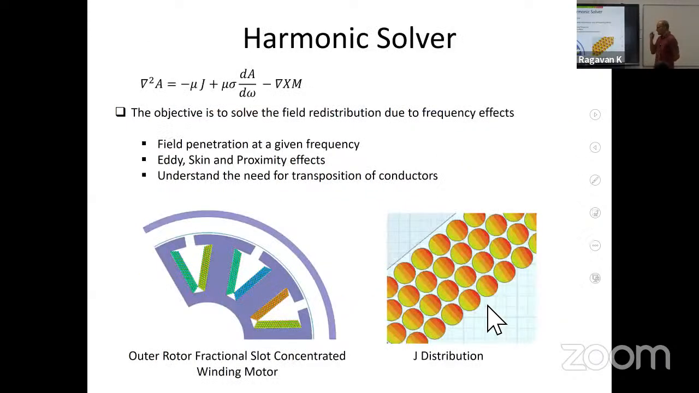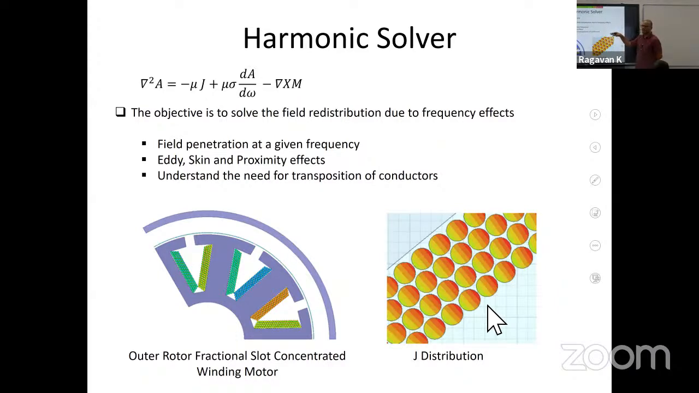Yeah, I said in harmonic solvers, what we essentially solve is the phase difference between the B field at different points. Why is it important for us? Because we are essentially interested in the current density in problems like this. So let me go through the key points of the solver.